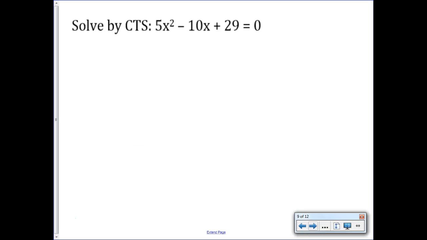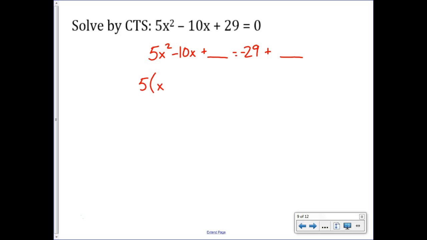All right, so now we have 5x squared minus 10x plus 29 equals 0. So think back to your steps. It said if the a value is greater than 1, we have to factor it out. First thing I'm going to do is move over that 29. So I have 5x squared minus 10x plus blank equals negative 29 when I move that over, plus blank. Okay, so now I'm factoring out a 5 from here.